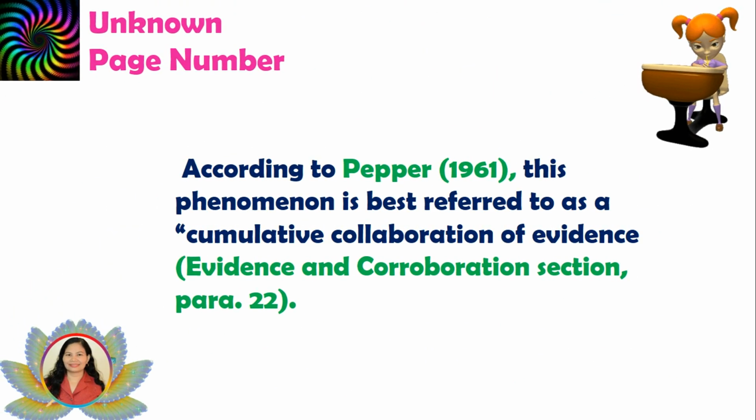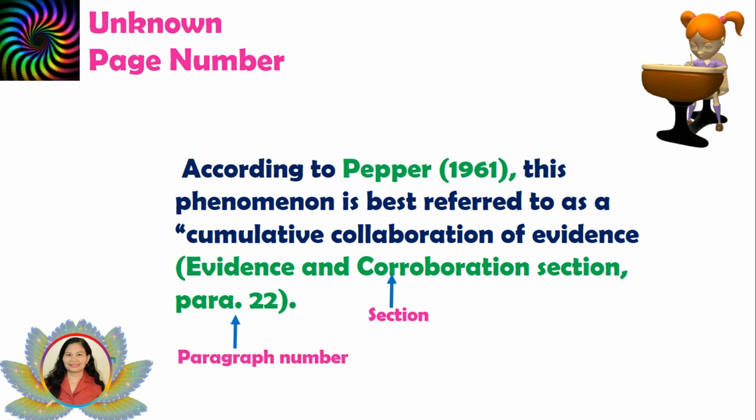When an electronic source lacks page numbers, you should try to include information that will help readers find the passage being cited. Use the heading or section name, an abbreviated heading or section name, a paragraph number, or a combination of these.